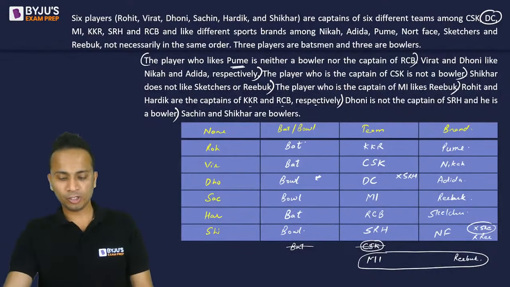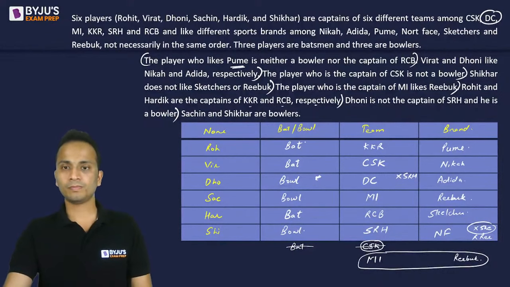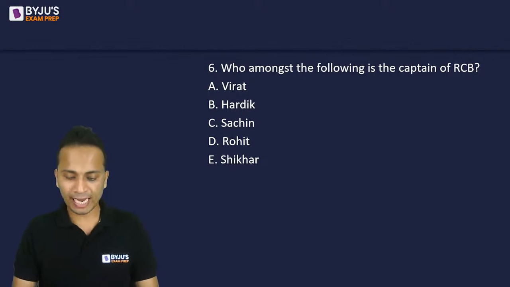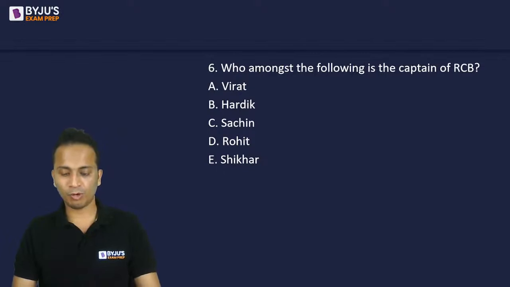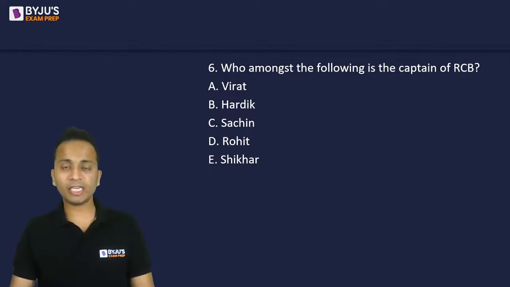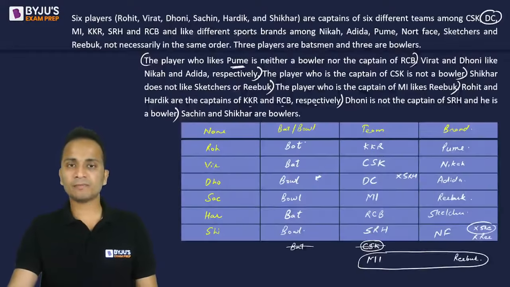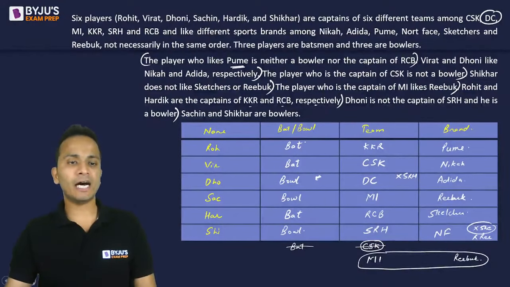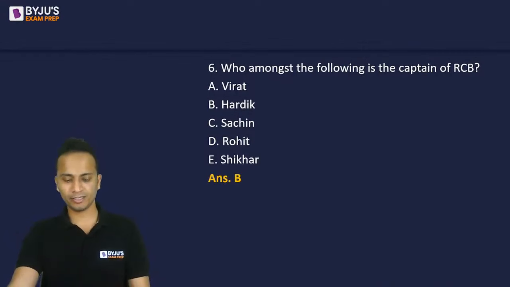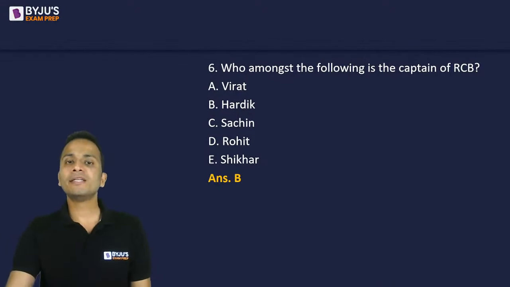Okay, the questions one by one. So question number one, all of you. Who amongst the following is the captain of RCB? Come on, post your answer. Option A, B, C, D, E. So if I go back, captain of RCB, I can see that it is Hardik. Okay, in this table it is Hardik. So the answer should be option B, that is Hardik. Right? Great.